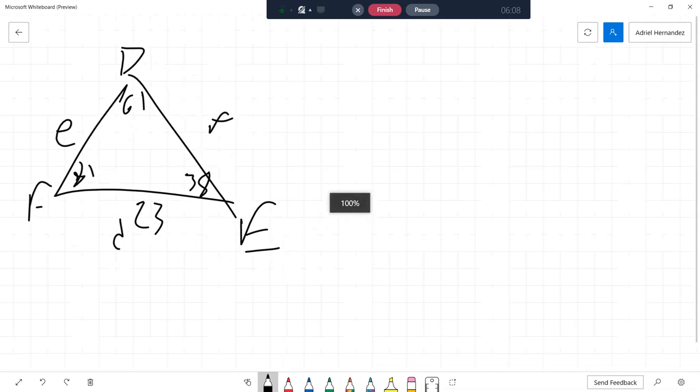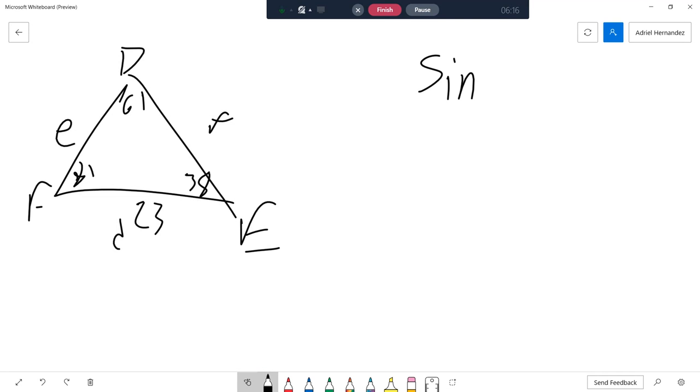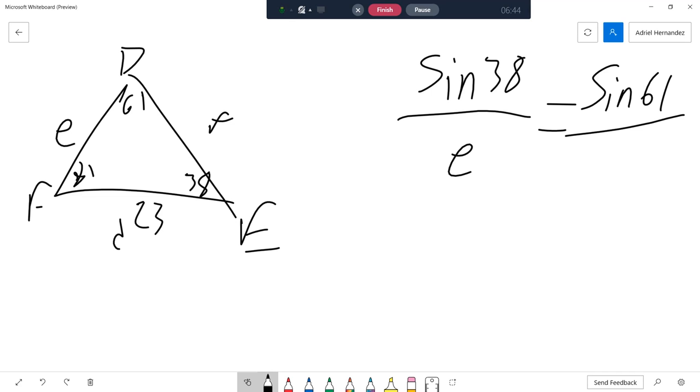I'll set it up over here. So I can set up my equation and say that sine of E, sine of 38, because we're given sine of 38, over E equals sine of 61 over 23.